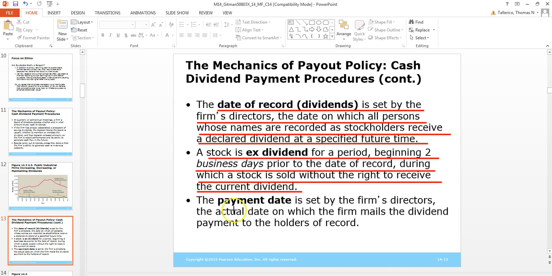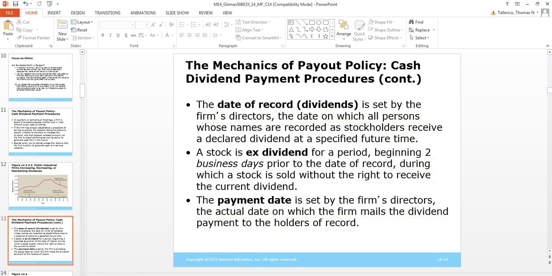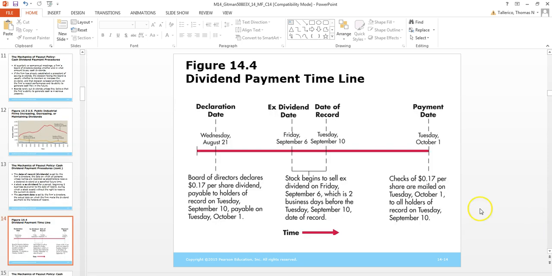There's a little table. All right, the payment date is set by the directors. This is the actual date on which the firm mails the check to you or puts it in your account electronically. Most dividends are paid electronically if you have a broker like I do. I have an online brokerage, and they just do it automatically. I also have my dividends reinvested to buy more shares. Many of you should do that if you have an online broker. But anyway, these terms are very important, so please go over them. All right, let me go back for a minute.